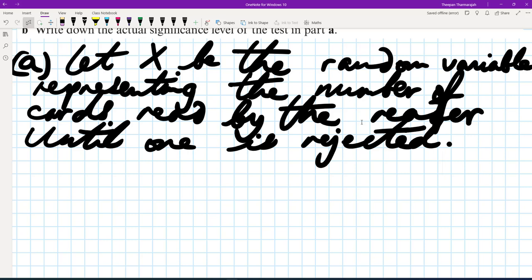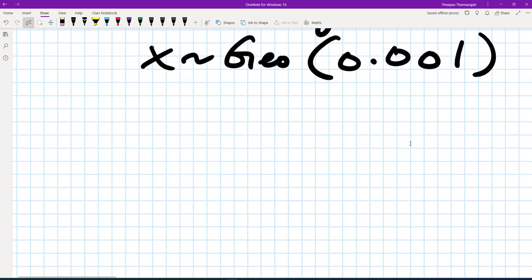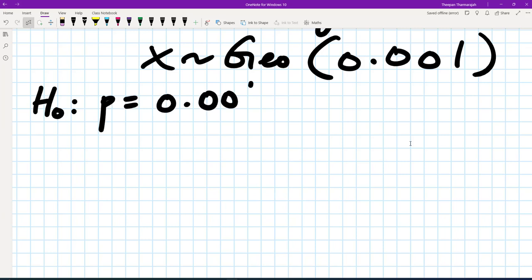So we can say that X follows the geometric distribution with p = 1/1000, which is 0.001, because it's the first time until one card is rejected, so therefore it's a geometric distribution model. So H0: p is 0.01.